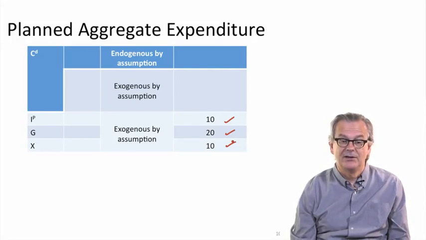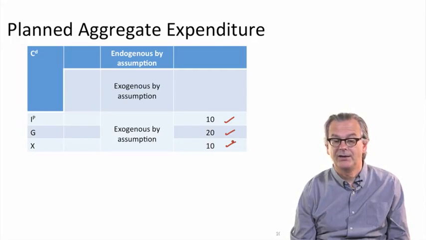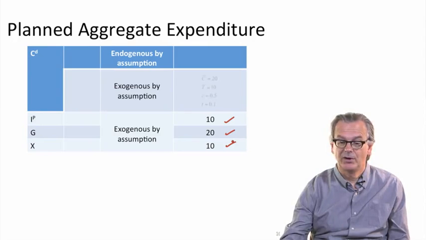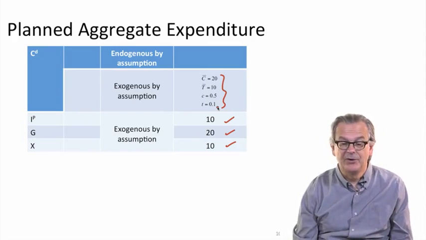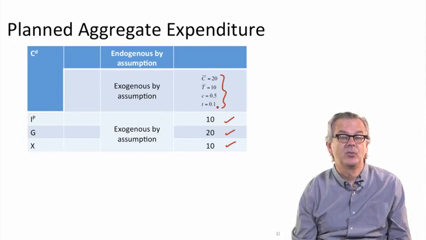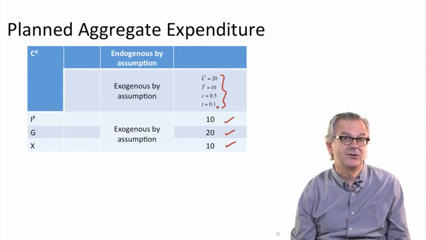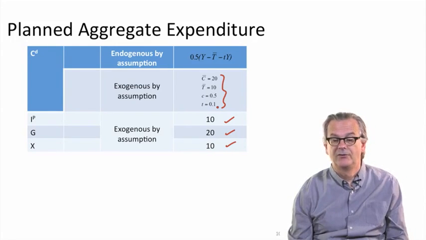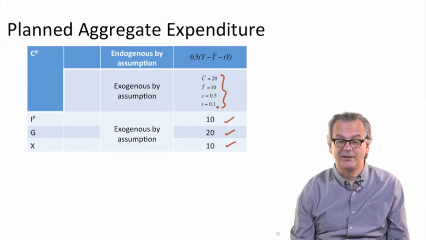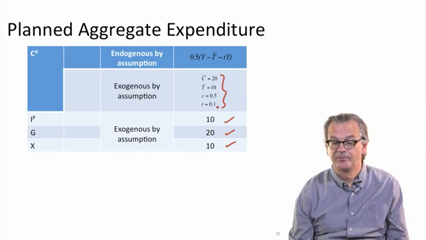Consumption is slightly more complicated than planned injections because it has both an endogenous and an exogenous component. Again, I've just made up some numbers here that don't seem unreasonable. Marginal propensity to consume 0.5 and a tax rate of 0.1 or 10%. And then I've just arbitrarily chosen some numbers for exogenous consumption and exogenous taxes. And then we also have an endogenous component, which I've written for you in the top right-hand part of that table. So what we have there is a complete representation of planned aggregate expenditure for a particular economy.